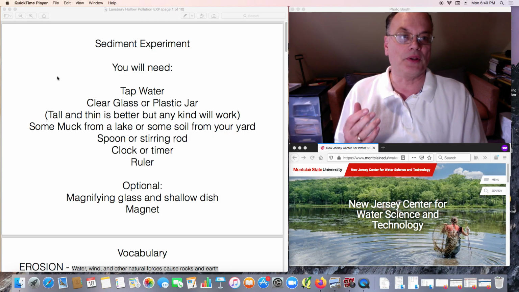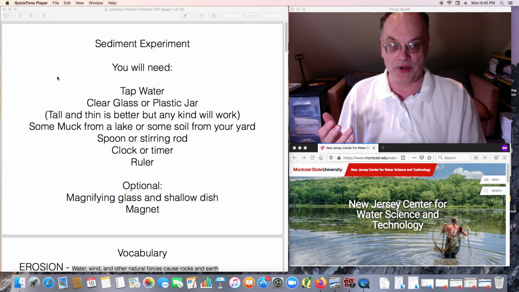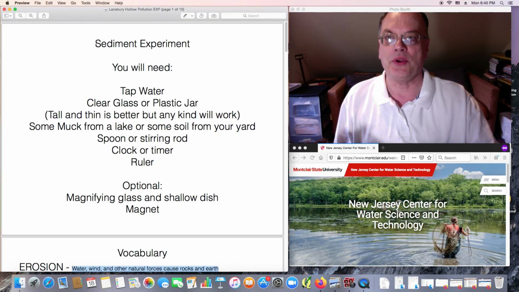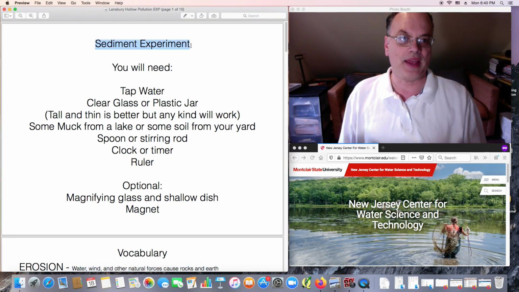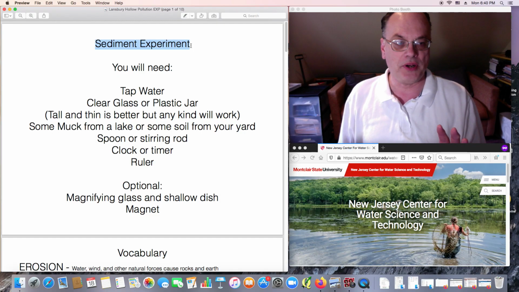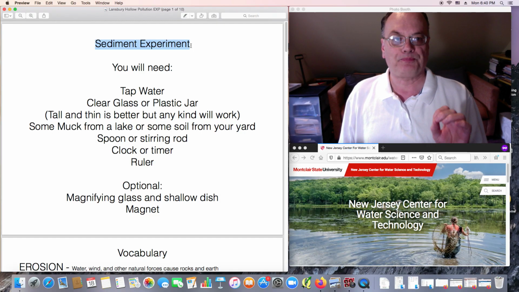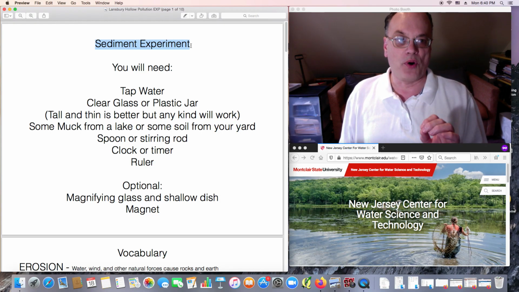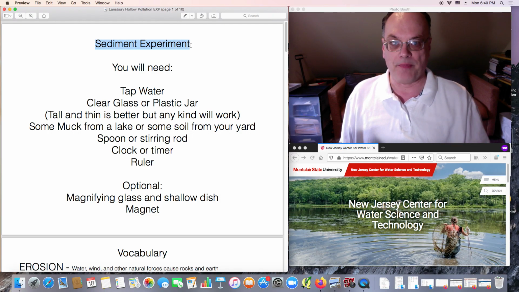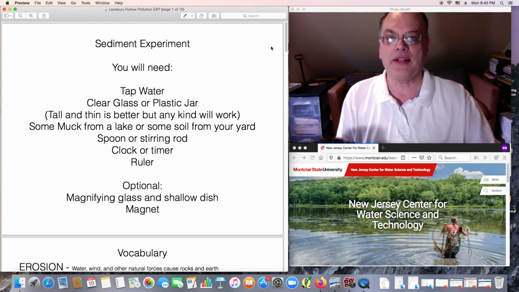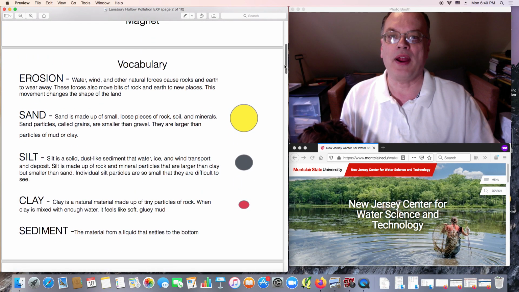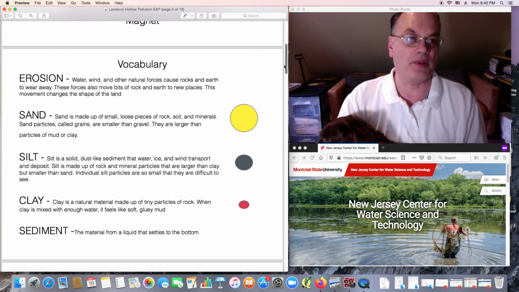Today, we're going to look at something called sediment pollution. And I'm also going to give you an experiment that you can do that will help you understand not only sediment pollution, but also a way you can understand a little bit more about the ecosystem of a lake or a river or a stream. But right now, let's look at our vocabulary.